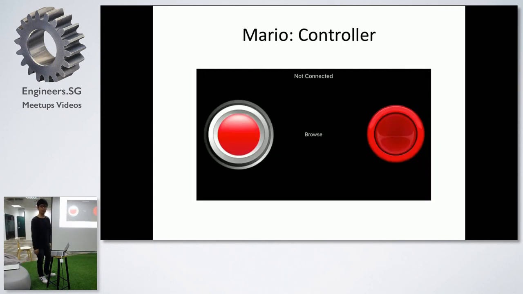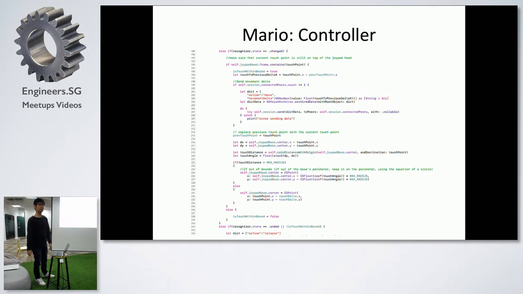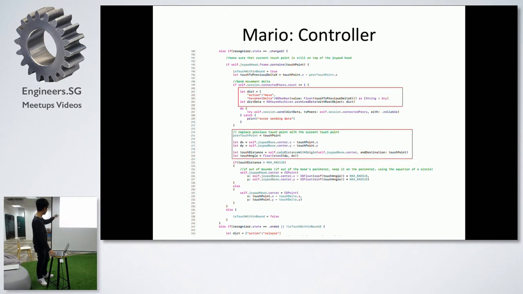Right, then for the controller, just now you saw this trackpad. You don't want this right circle to go beyond this, right? You want to bound it within the base of this controller. That's pretty complicated because it involves some trigonometry, but you can easily find the code on the internet. So that's where you send the data. This is where you calculate your joypad movement. Basically, it's based on this trigonometry. So just browse the internet, you can find it.